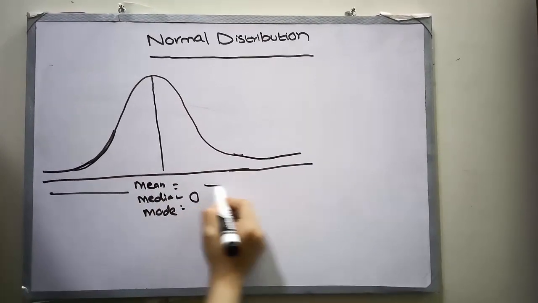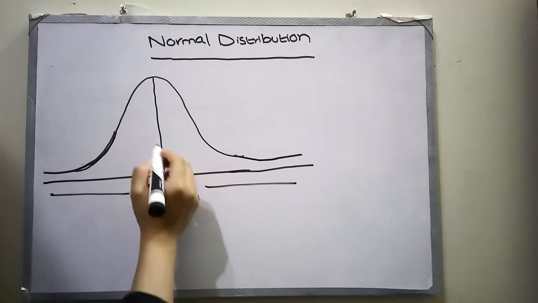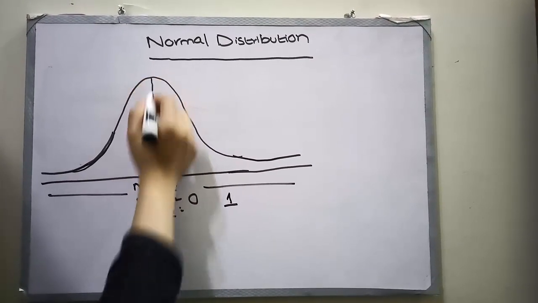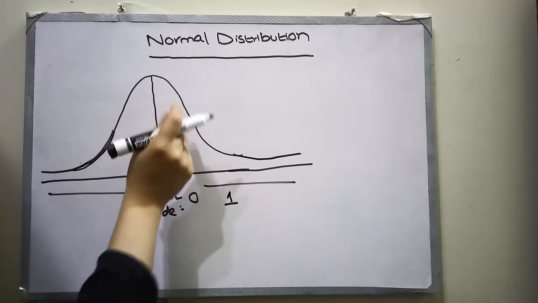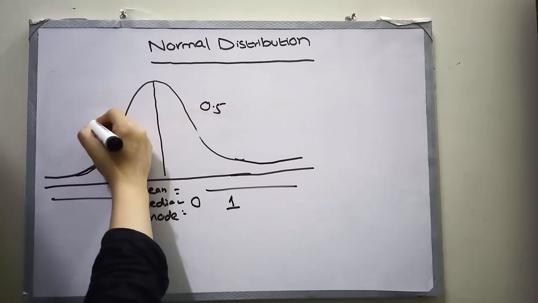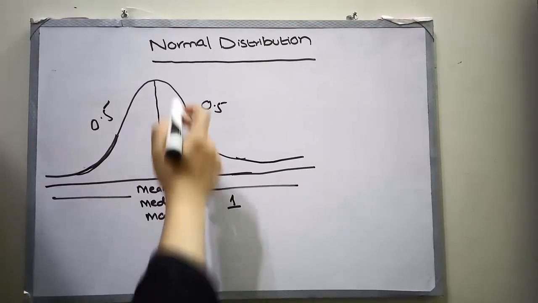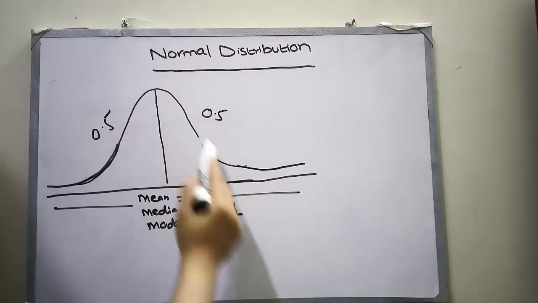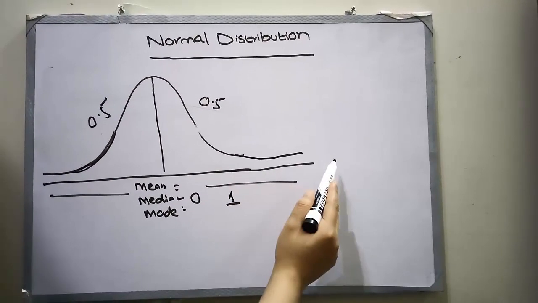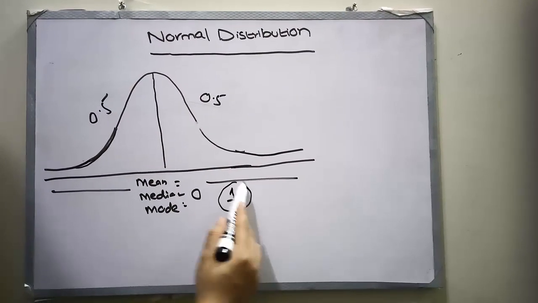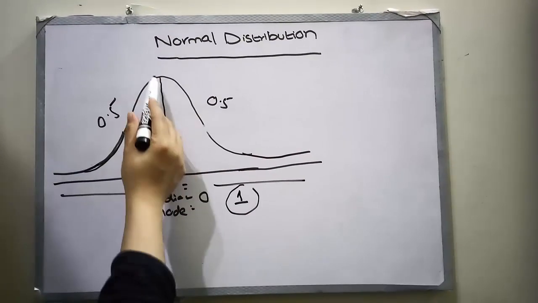If you talk about this, the whole area is equal to 1, and by means of this center division we will divide this area. Half of the area would be equal to 0.5 and this half would be equal to 0.5. So in normal distribution we will have this bell-shaped probability curve where the tails touch infinity. The standard deviation would be equal to 1 and the mean, median and mode lie at the center.